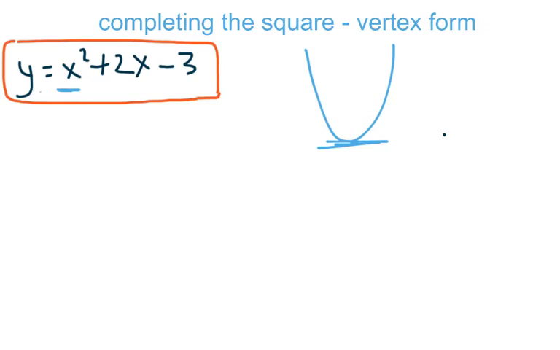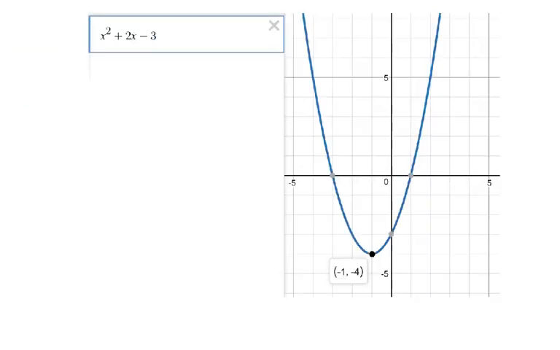Vertex form gives us this particular form. So let's have a look at it. So this is the function x squared plus 2x minus 3, and you can see by the graph that the minimum point is minus 1, minus 4. Well, the technique is called completing the square, and it works like this. Now, x plus 1 to be squared minus 1 minus 3.